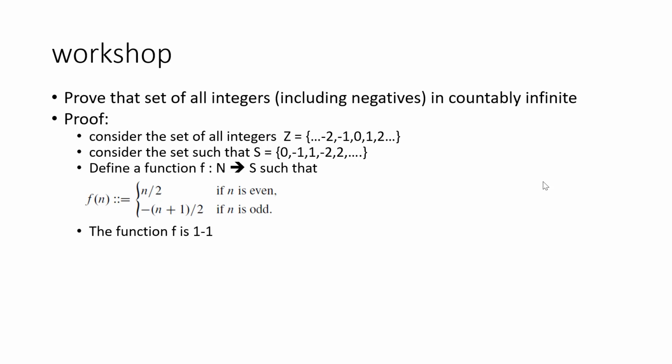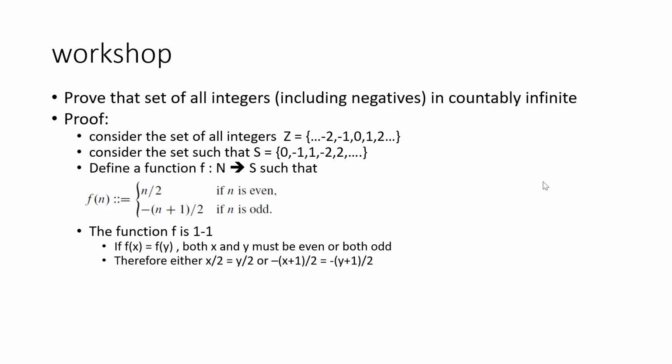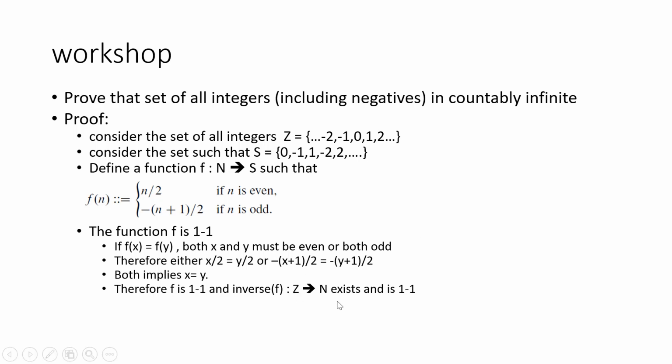Now you can see that this function is 1 to 1. Let's prove it. If f of x equals f of y, both x and y must be even or both must be odd. Therefore, either x over 2 equals y over 2 or (minus x plus 1) over 2 equals (minus y plus 1) over 2. Both of these imply x equals y. Therefore, f is 1 to 1, and the inverse of f from S to N also exists. This should be S here. And it's also 1 to 1.